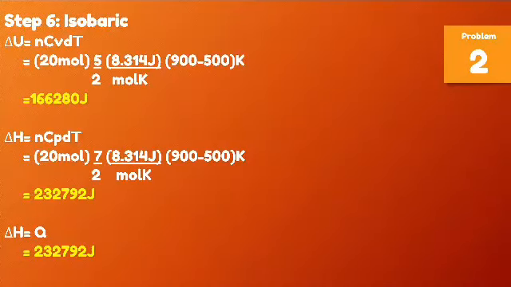Delta U is equal to nCvdT, and then substitute all the given. 20 moles times 5 halves times 8.314 J per mole K times 900 minus 500 K, and it is equal to 166280 joules. Delta H is equal to nCpdT, and let's substitute all the given. 20 moles times 7 halves times 8.314 J per mole K times 900 minus 500 K, and it is equal to 232792 joules. Delta H is equal to Q, but now we have delta H, so Q is equal to 232792 joules.